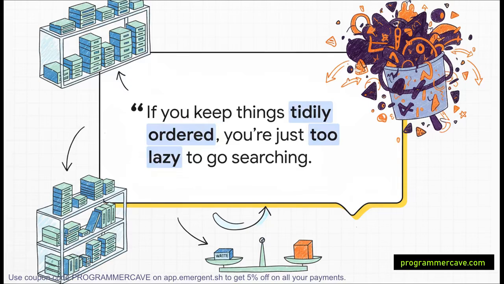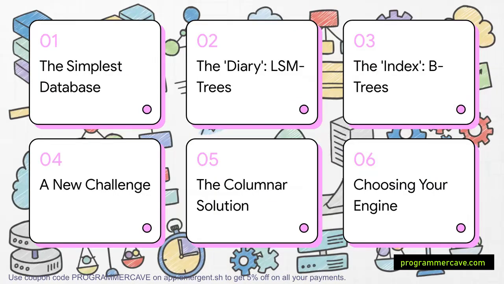This core trade-off, this constant battle between how fast you can write data and how fast you can read it, that is the central theme we're going to be digging into. All right, so here's our game plan. We're going to start by building the world's simplest database, just to really get a feel for the core problem.